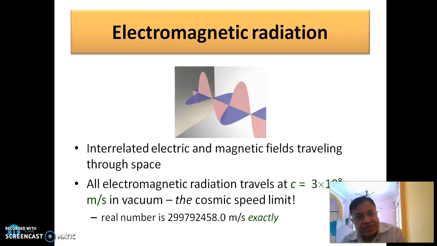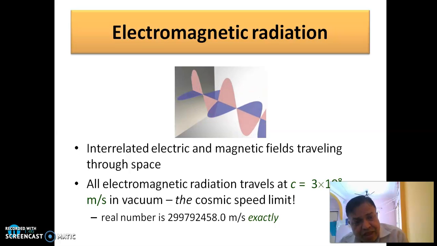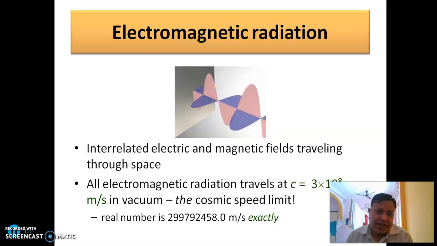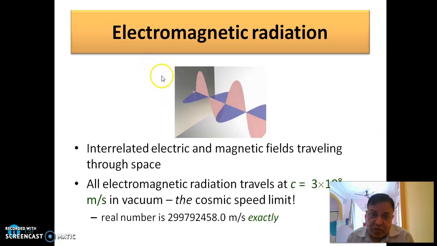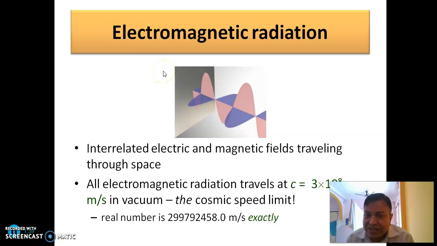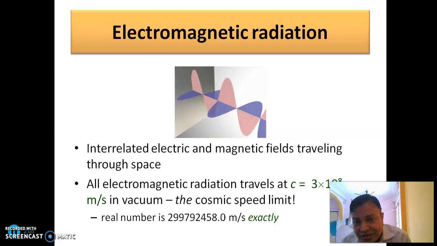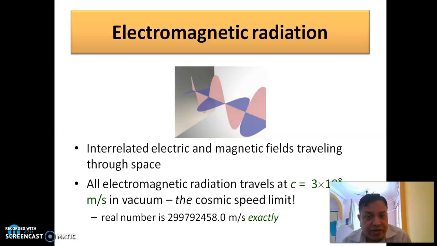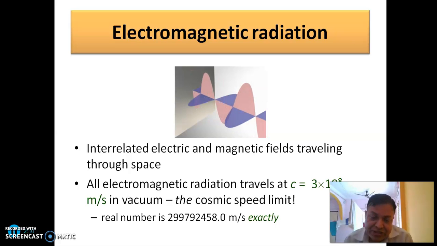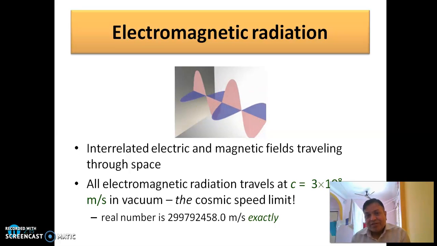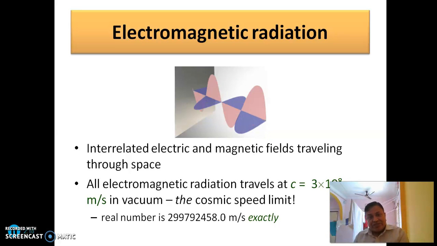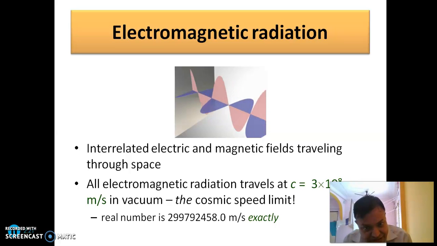Electromagnetic radiation is radiation which contains an electric field as well as a magnetic field. In this animation you can see the red portion, that is the magnetic field, and the blue portion, the electric field, and both are perpendicular to each other, and they are also perpendicular to the direction of propagation, that is the direction from the radiation source to the object. The travel of radiation you can see in the animation.